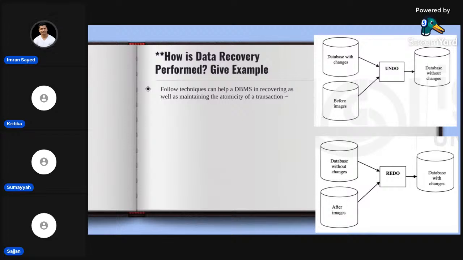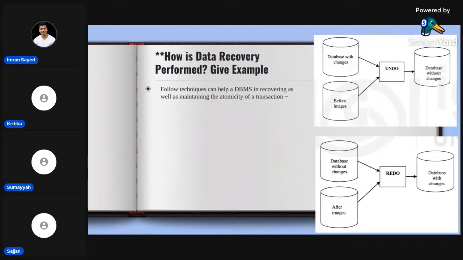Okay, so the techniques are, I'll start from the bottom. Basically maintaining logs. So we maintain the logs before we actually start applying our changes. And we maintain the log in some persistent storage like a hard disk.